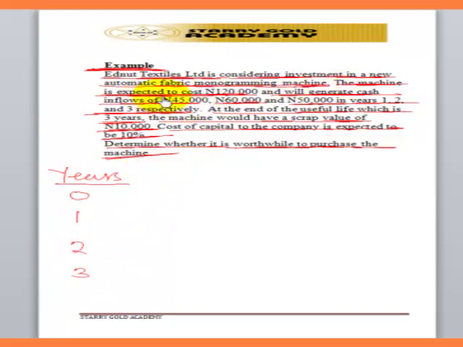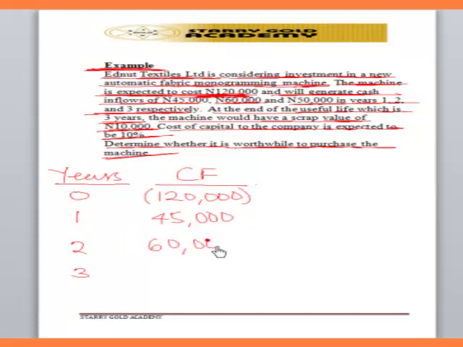The machine is expected to cost 120,000 naira, which means our year 0, which is the initial cost, will be 120,000 naira. The initial cost can be represented by year 0. Then in years 1 to 3, we have the inflows to be 45,000, 60,000, and 50,000 naira. Whereas our discount rate is assumed to be 10%, which is 0.1. That is our discount rate.